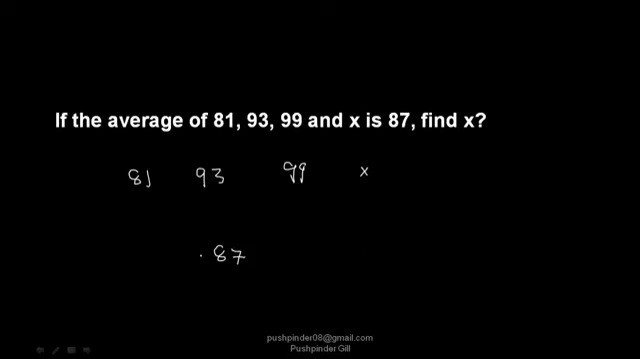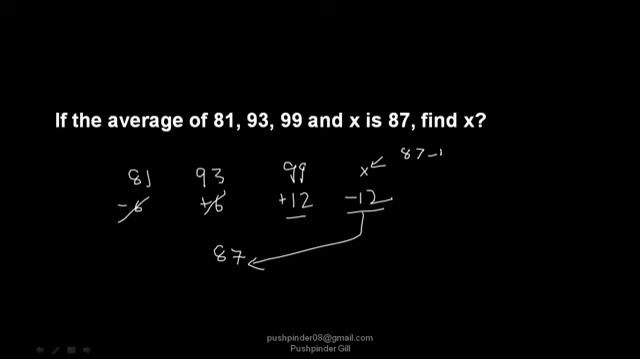Now let's see what deviations we have. So how far is 81 from 87? Negative 6. How far is 93 from 87? Positive 6. And how far is 99 from 87? Positive 12. Now if you see, I am left with a deviation of positive 12. For me to cancel out everything, I should get a negative 12 here, isn't it? So that means this number must be 12 lesser than 87. That means this number must be 87 minus 12, that is 75.